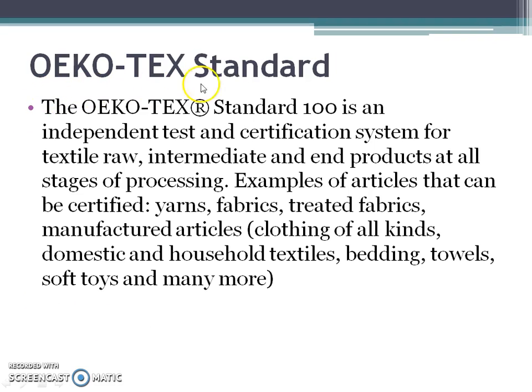Now, the Oeko-Tex standards. The Oeko-Tex standard is an independent test and certification system for textile raw, intermediate and end products at all stages of processing, especially for textile. Examples of articles that can be certified are yarn, fabric, treated fabric, and manufactured articles, clothing of all kinds, domestic and household textiles, bedding, towels, soft toys and many more. This is especially for textile processing and textile production.